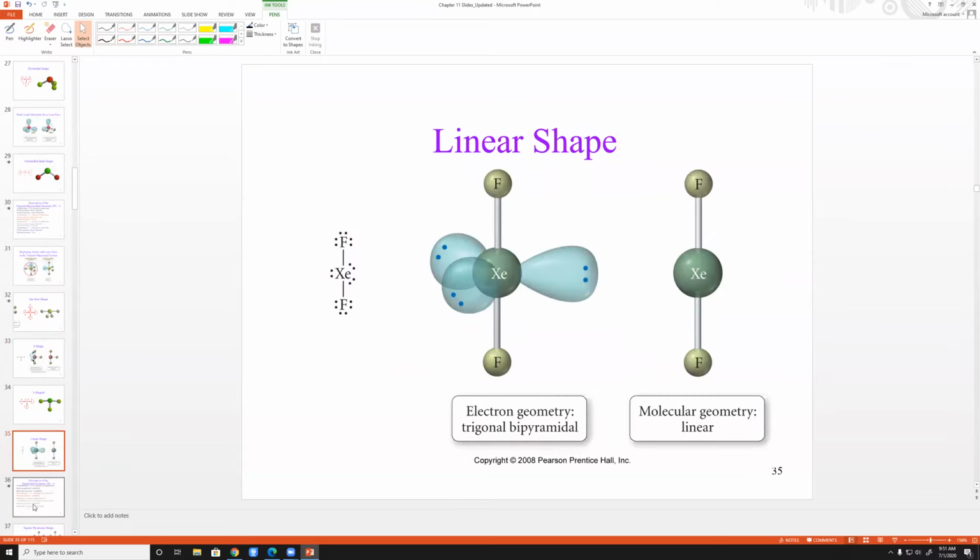Then linear. Here's what a linear would look like when you have three non-bonded electron pairs along with two bonded electron pairs. They're going to push, like we talked about. It'll push this way and this way, and this way and this way, so they hold those fluorines in place.